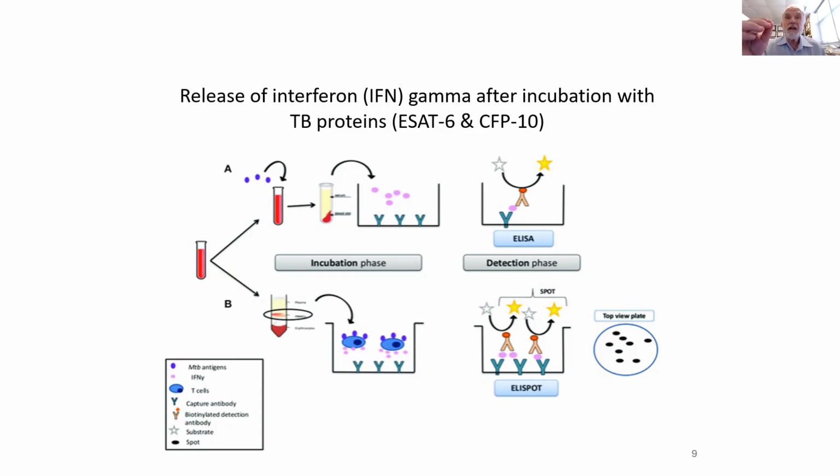And they actually expose the lymphocytes to a TB product, and then that's where they measure the interferon. So it's an actual measure of the interferon produced by the lymphocytes. And so that's why it's much more sensitive and specific. The concept is the same. They still stimulate it with a TB protein, but then they measure the actual interferon produced. Next slide.